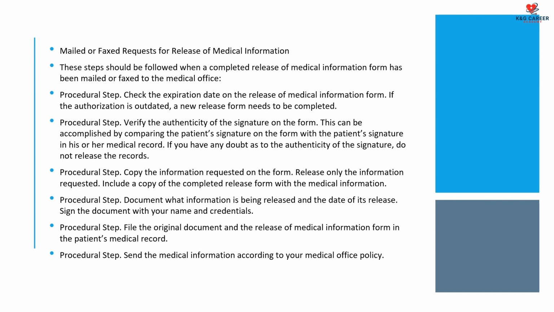Procedural step. Copy the information requested on the form. Release only the information requested. Include a copy of the completed release form with the medical information. Procedural step. Document what information is being released and the date of its release. Sign the document with your name and credentials. Procedural step. File the original document and the release of medical information form in the patient's medical record. Procedural step. Send the medical information according to your medical office policy.